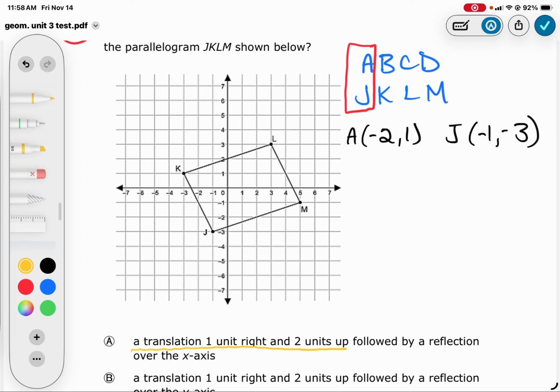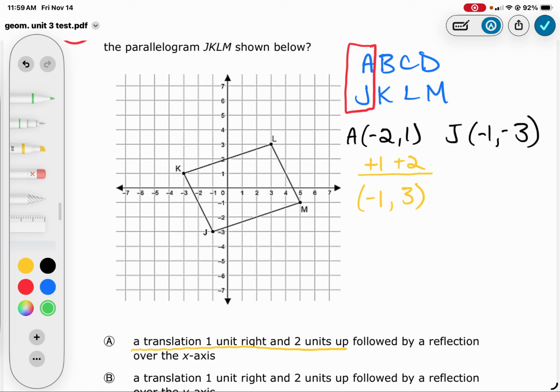Everything we're doing is starting with A, and the final answer should look like J. Okay, so translate 1 unit right means add 1 to the x, and 2 units up means add 2 to the y value. So when you do that, it becomes -1, 3. All right. So that's A after the first part of the transformation.